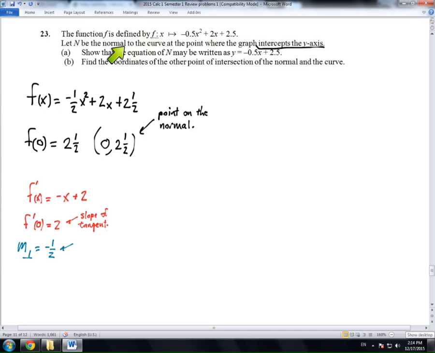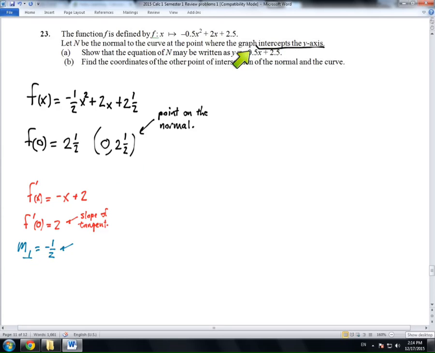Recall that the normal is perpendicular to the tangent line, and slopes of perpendicular lines are always going to be opposites. One goes up, the other goes down. And they're always going to be reciprocals. One is steep, one is flat. So the perpendicular line is going to have a slope of negative 1/2.